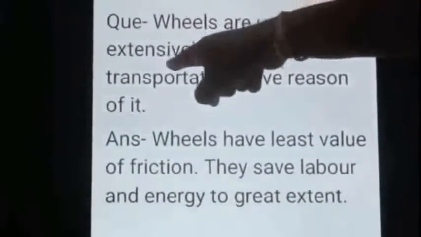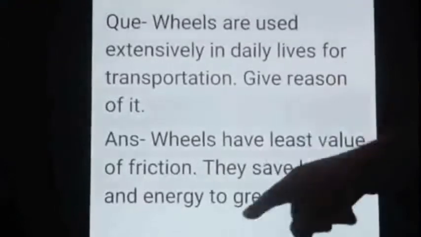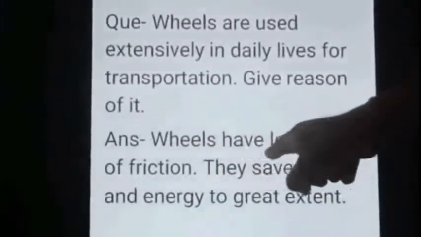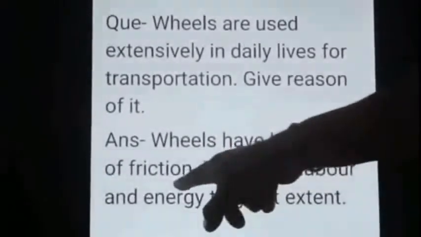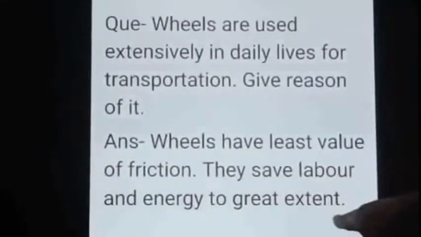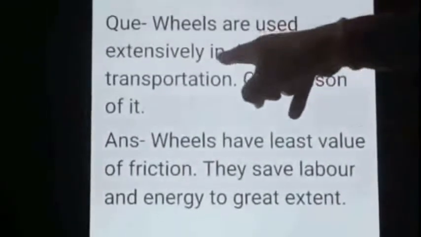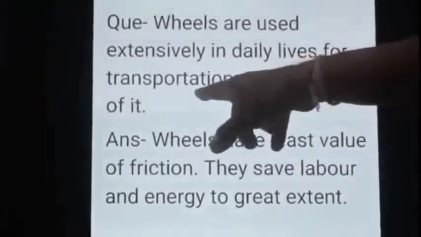Now we discuss a question related to wheels. Question: wheels are used extensively in daily life for transportation. Give a reason for it. Answer: wheels have the least value of friction. They save labor and energy to a great extent. So that is why wheels are used in daily life for transportation.